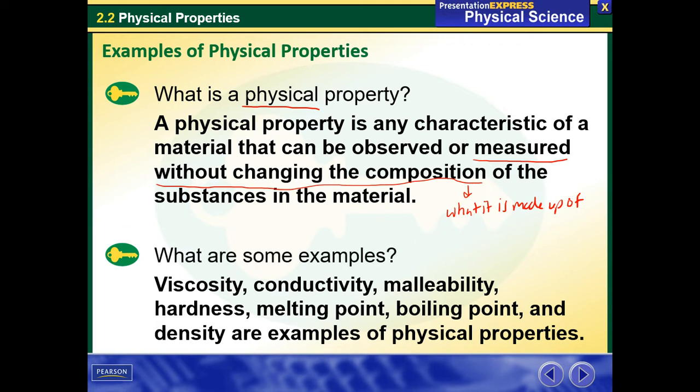So there are a lot of different physical properties. The several that we're going to talk about today are viscosity, conductivity, malleability, hardness, melting and boiling point, and density. There are a lot of other examples out there as well, such as color, smell, mass, volume, texture of things, etc.